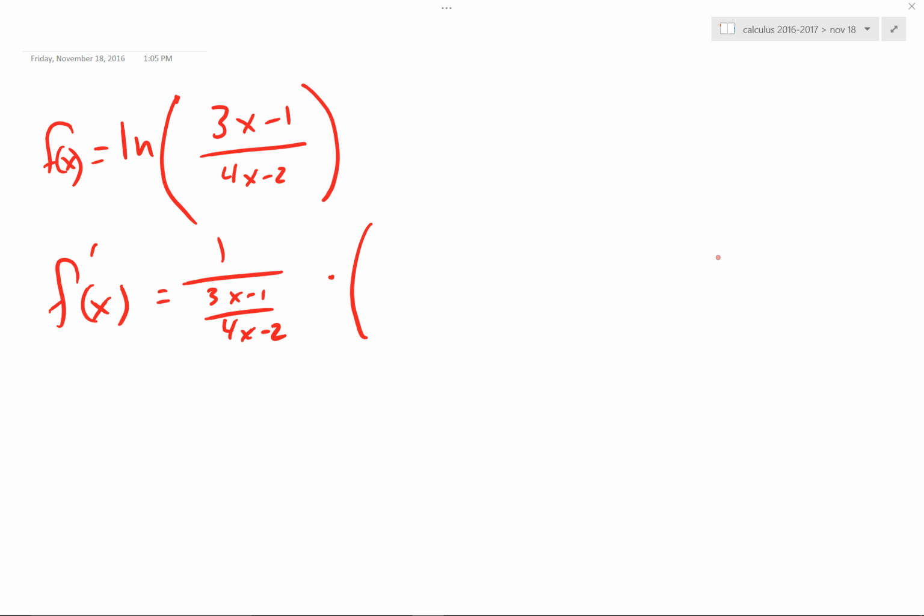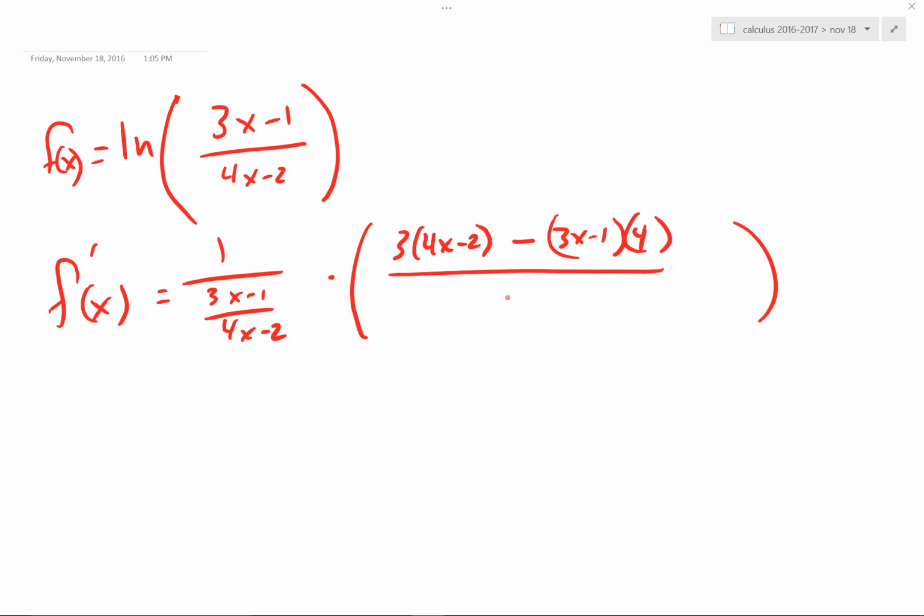Times, what's the derivative of this inside piece? I take the derivative of quotient. By the way, we were probably due for a quiz pretty soon. Derivative of quotient is how? What is it? Yes, so the derivative of the top, which is 3 times the bottom, minus the top times the derivative of the bottom over the bottom squared.